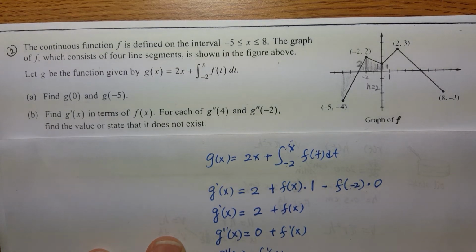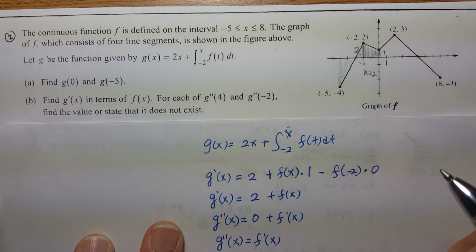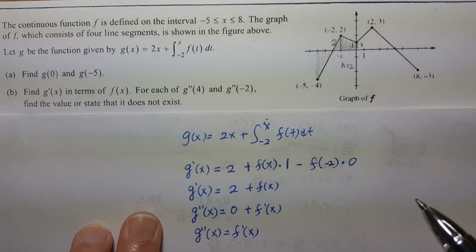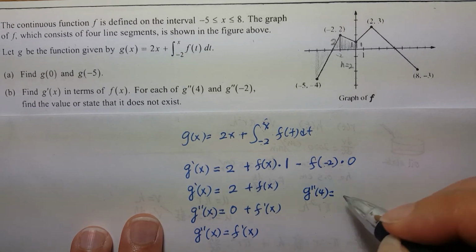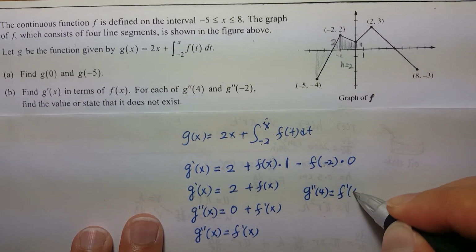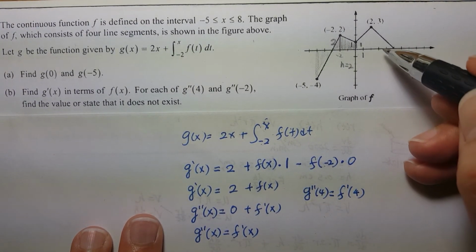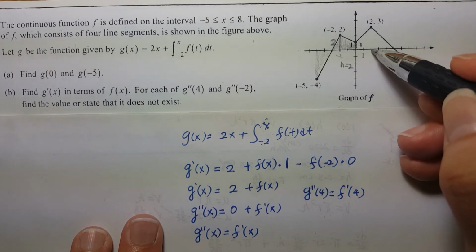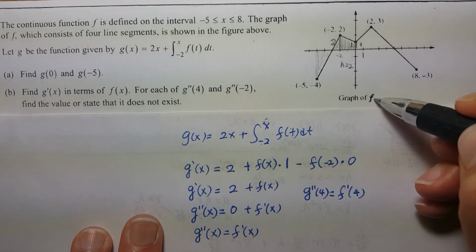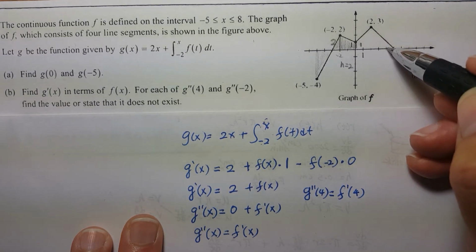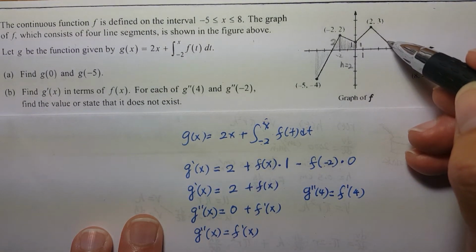Okay, so now we are ready to find g double prime of 4. So g double prime of 4, we do substitution, it will be f prime of 4. So over here, g double prime of 4, you get 1, 2, 3, 4. So this is f of x. Then you have to find the f prime of 4. That means the slope at the 4.